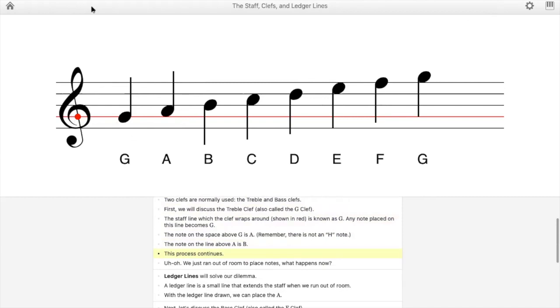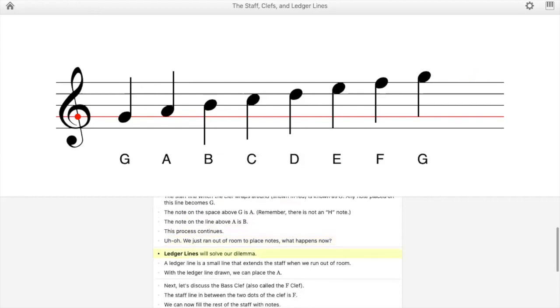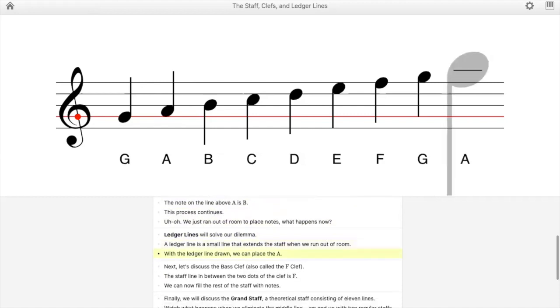Now, you'll notice that we have run out of room here. If we want to keep going past G, we put what's called a ledger line, which is just a segment of another line, a short segment, as if we were kind of just having another line just for that moment. We call that a ledger line.